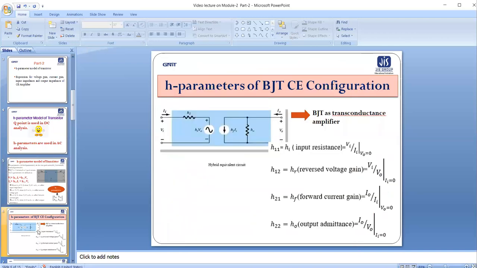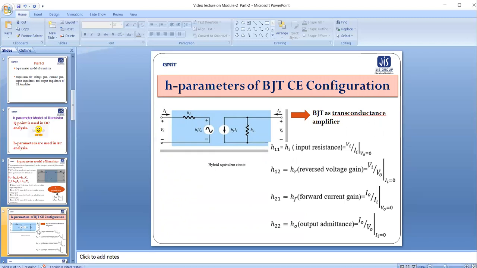Now we will start moving towards the more specific circuit of the BJT. As we know, the BJT common emitter configuration is the most popular one, as this configuration provides good amplification and higher impedance. So therefore we will study the H parameter model of this BJT common emitter configuration.